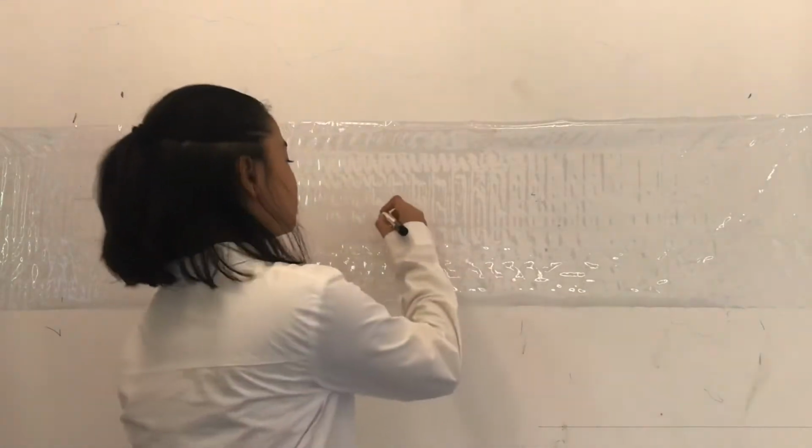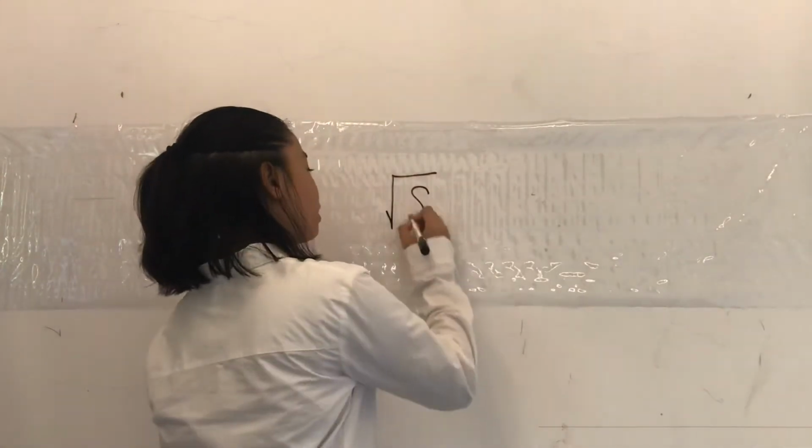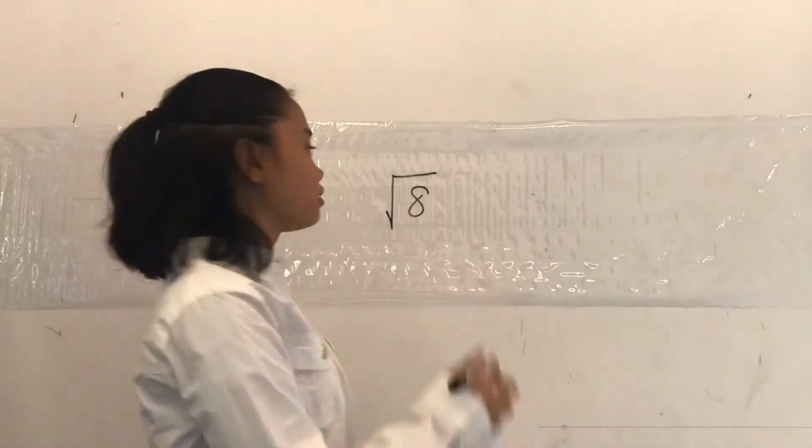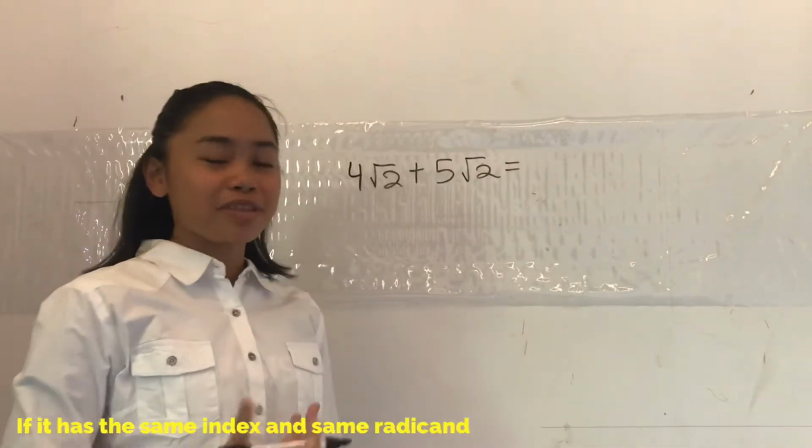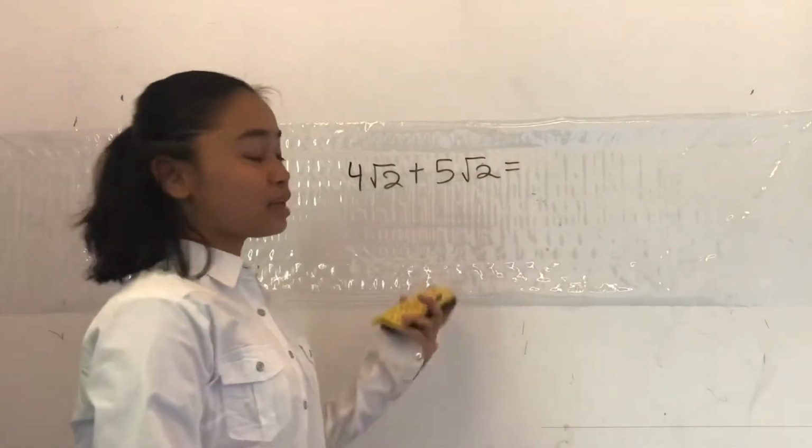How to solve radical expressions with addition and subtraction. If you don't know what a radical expression is, it is an expression containing a radical sign. A radical sign looks like this, with a number. That is a radical. If it has the same index and the same radical, you don't need to do anything to it.